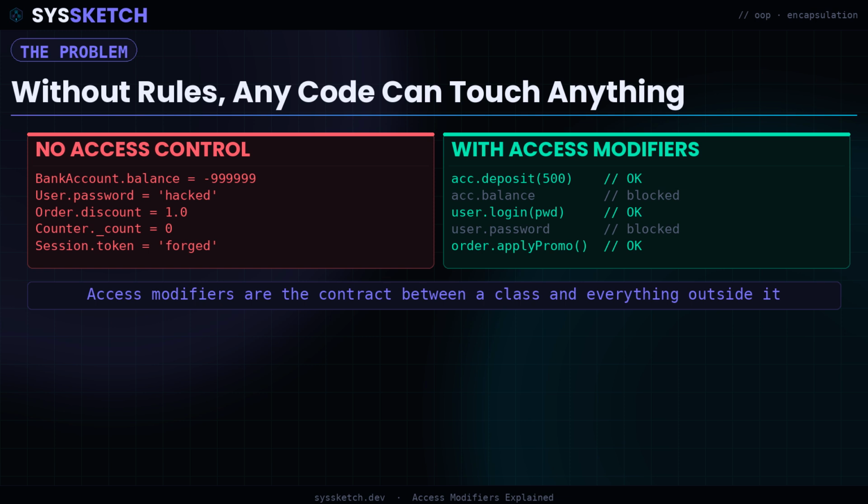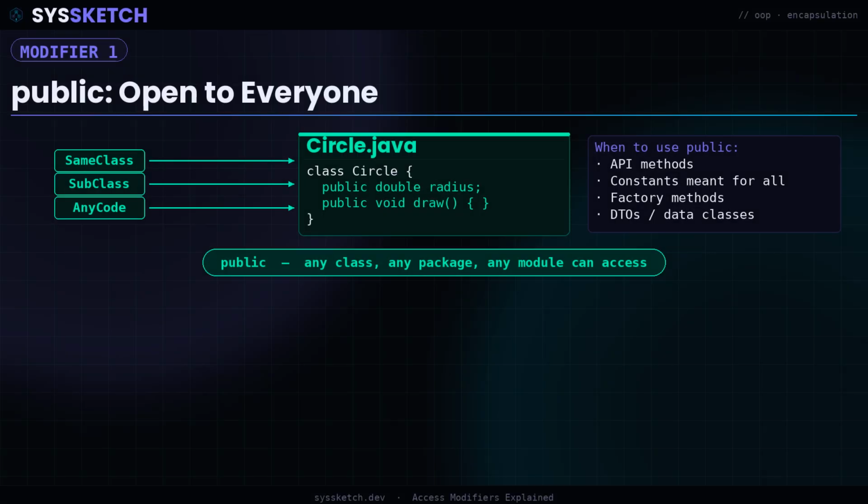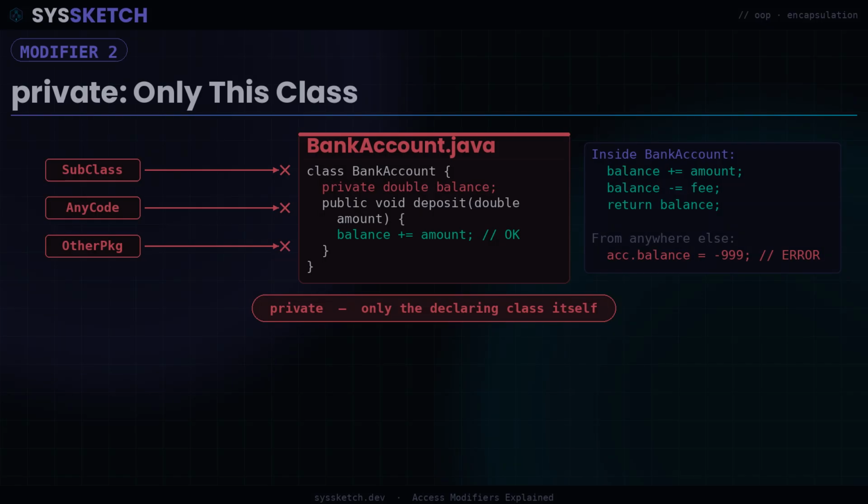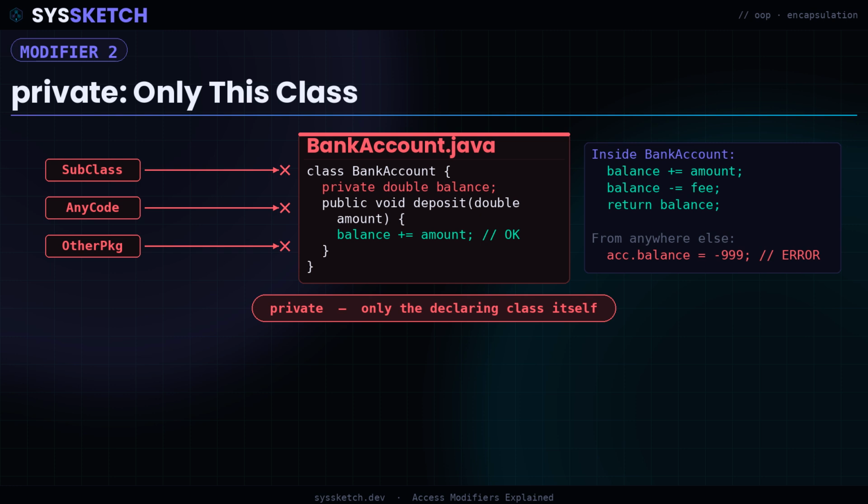Access modifiers are the contract between a class and everything outside it. They decide who is allowed to see your internals and, more importantly, who is not. Public means exactly what it says. Mark a field or method public and any code anywhere can reach it. A class in the same file, a subclass 3 packages away, a completely unrelated utility class in a different module. All of them can call it. Public is the right choice for your API surface, the methods and constants you actually intend for the outside world to use. Things like a deposit method on BankAccount, a draw method on a shape, a factory method that constructs an object. If the whole point of something is to be called from outside the class, make it public.